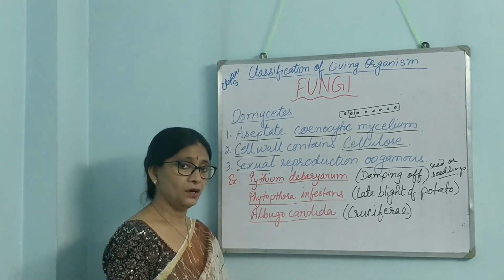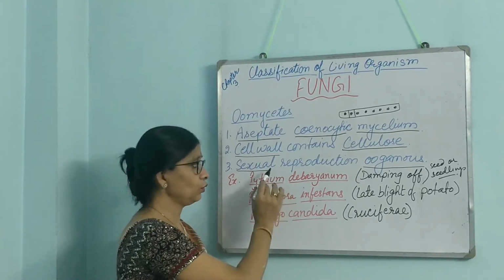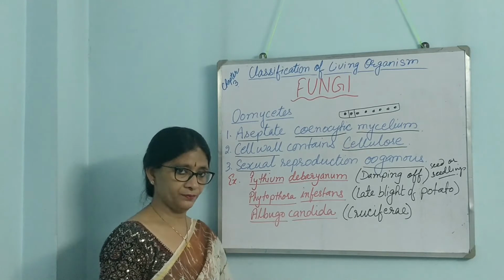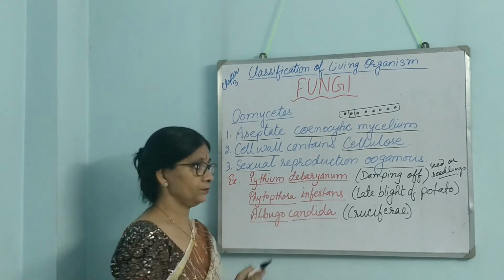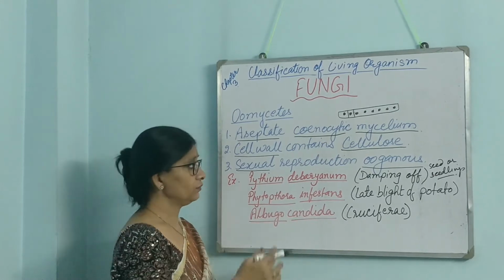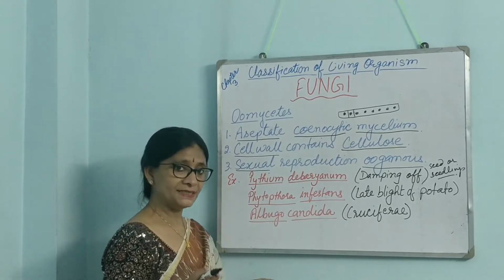Another primitive character is sexual reproduction. Other fungi groups, which are advanced fungi groups, do not have sexual reproduction so prominent. But here, sexual reproduction is proper sexual reproduction through gamete formation and all. So these are the qualities of Oomycetes.